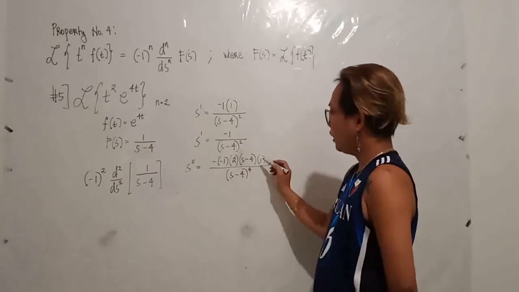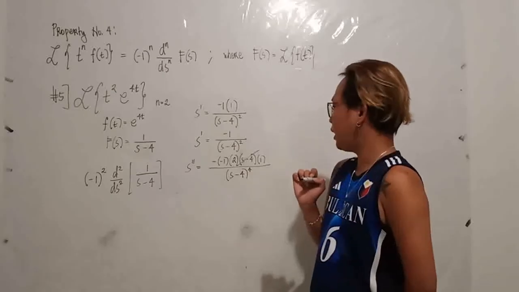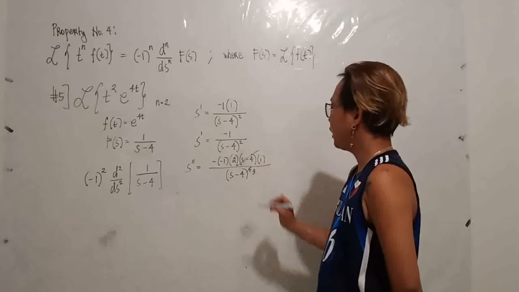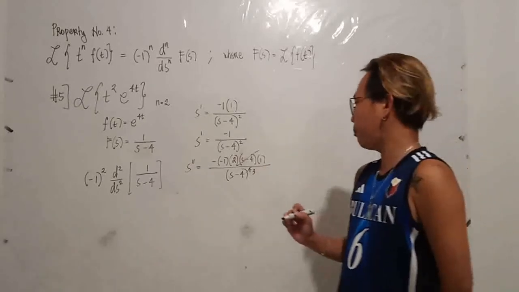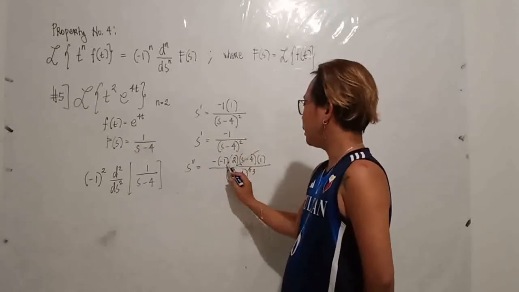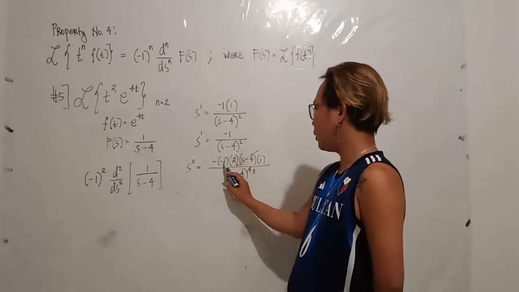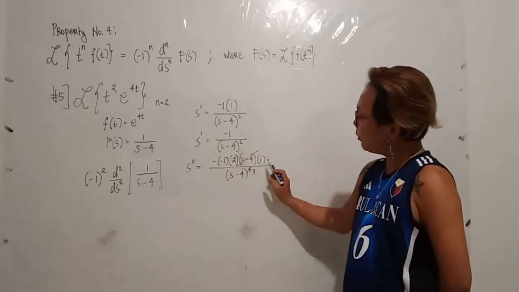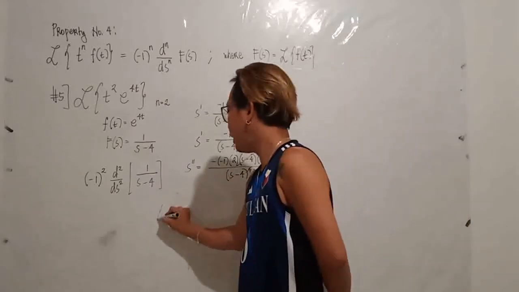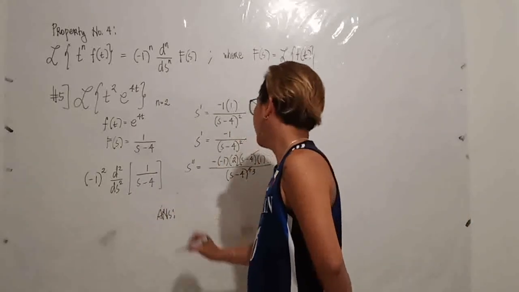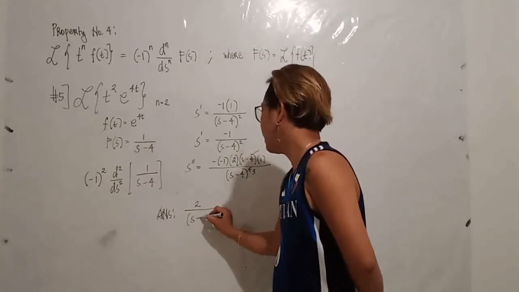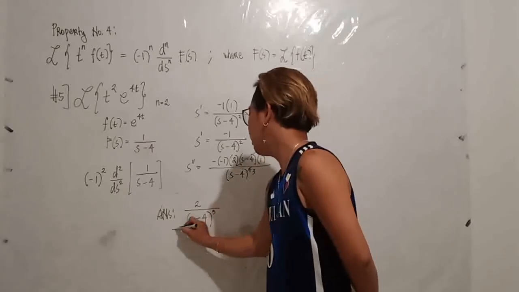Now, if you will notice, you have s minus 4 at the numerator. Then, babawasan natin yung isa. So, matitira na lang is s minus 4 cubed. Then, simplifying this, you will have negative multiplied by negative 1. That's positive 1 multiplied by 2. That's 2. Multiplied by 1. That is 2. So, for the final answer, that is 2 over s minus 4 cubed.